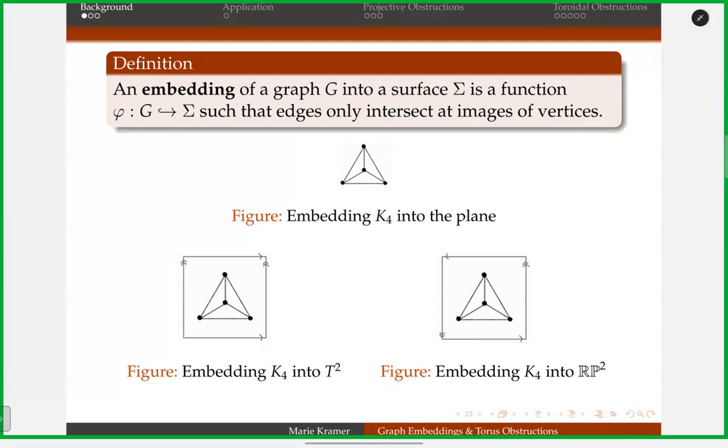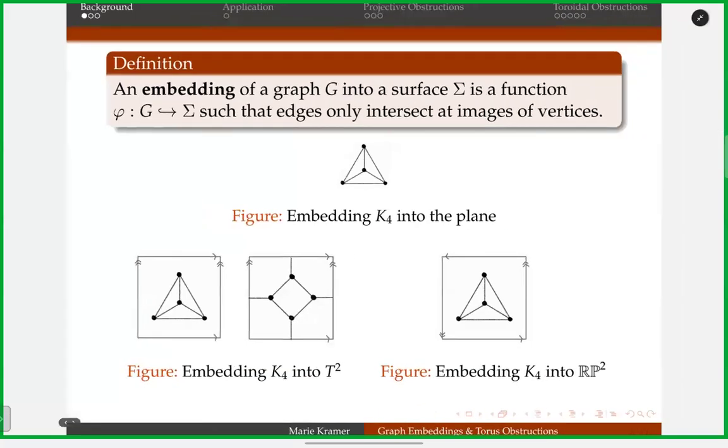Whereas this outer face, think about removing a disk from RP2, which gives us a Mobius strip. So this outer face has kind of weird topology on it, which isn't forbidden, but we don't really like dealing with that. So there's actually other embeddings of K4 into these surfaces.